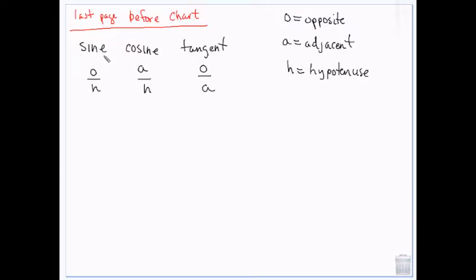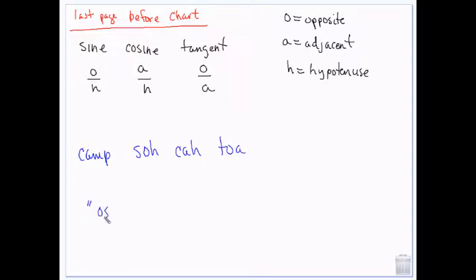In your packet, do you guys have sine, cosine, tangent? How do we remember this? Two ways. You can either take a trip to Camp Sokotoa: sine, opposite over hypotenuse; cosine, adjacent over hypotenuse; tangent, opposite over adjacent. So Camp Sokotoa. Does that make sense? So that's one way to remember which one is which.